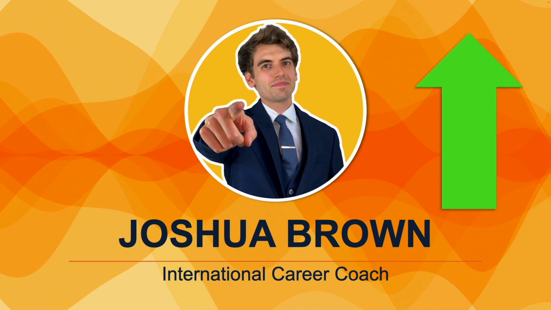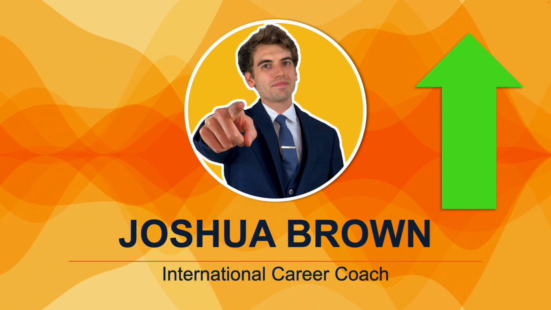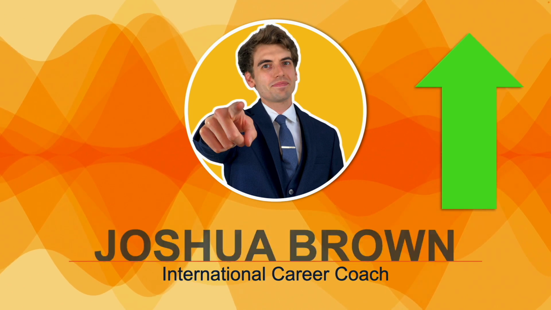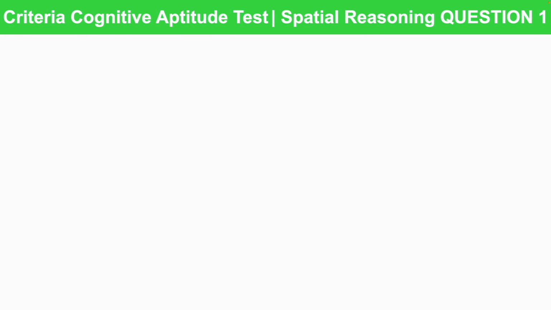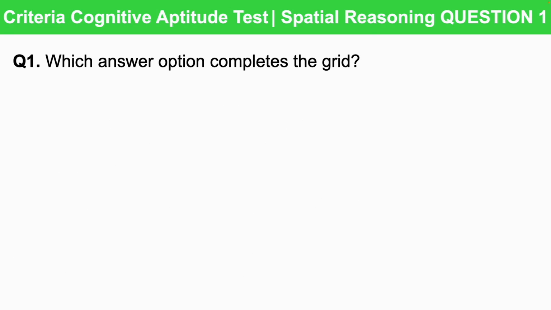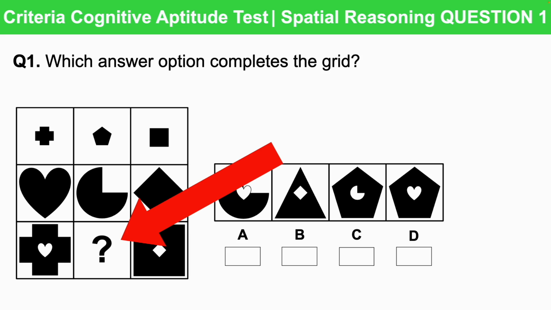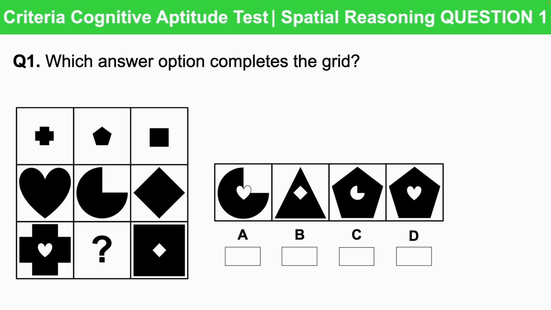Now, this tutorial will focus on providing plenty of practice questions for your CCAT assessment, so let's jump straight into those CCAT practice questions. The first question type to prepare for are spatial reasoning questions. Now, the first question is this: which answer option completes the grid? So here is the grid, and here are your answer options A, B, C or D. So you need to work out which answer option completes the grid in this spot here where there is a question mark. You have 12 seconds on the timer to work this out.